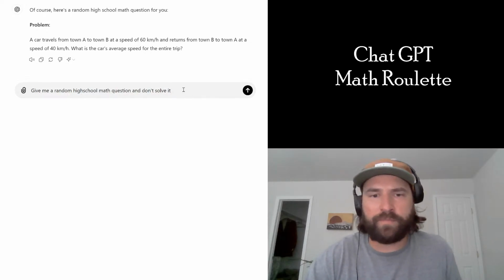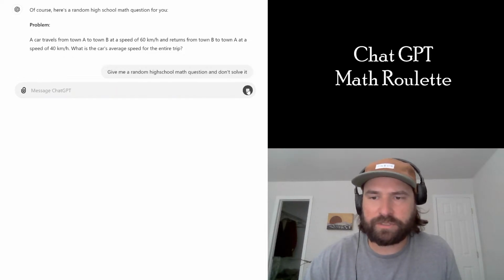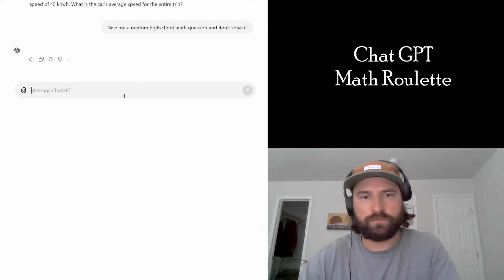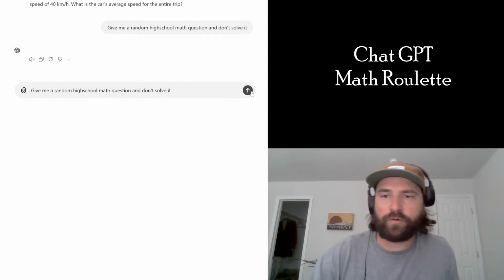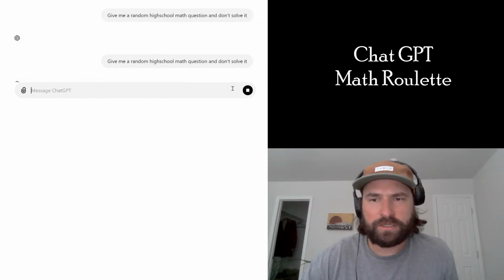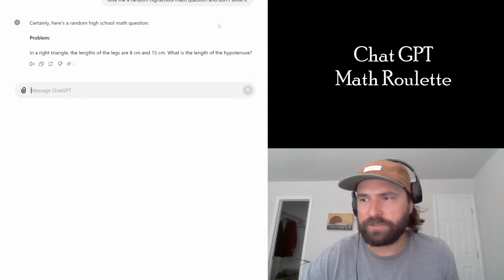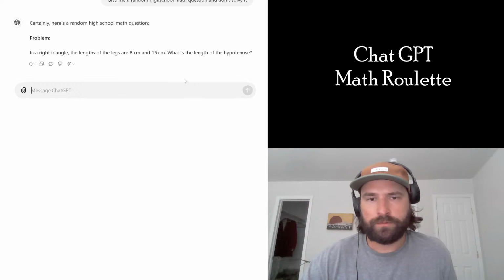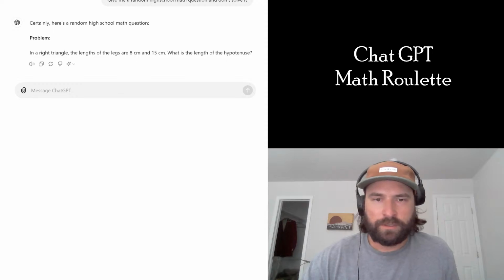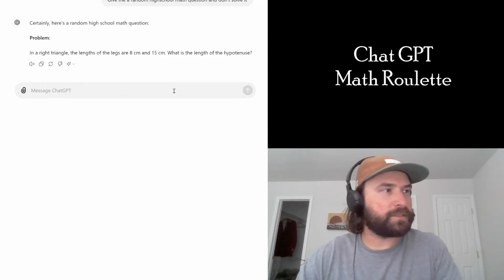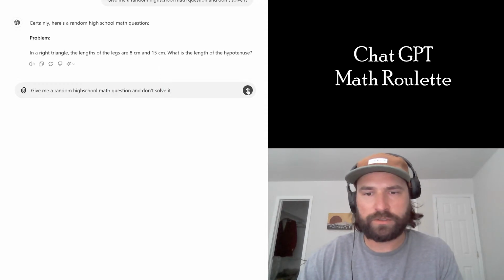All right, let's get another random math question from ChatGPT. Let's see what they got for us here. Got a right triangle. All right, ChatGPT is not spitting out extremely diverse questions. And I can't draw a right triangle on this thing, so I know the answer to this one already. I'm going to do another question. I don't like this. I already did a Pythagorean theorem question.